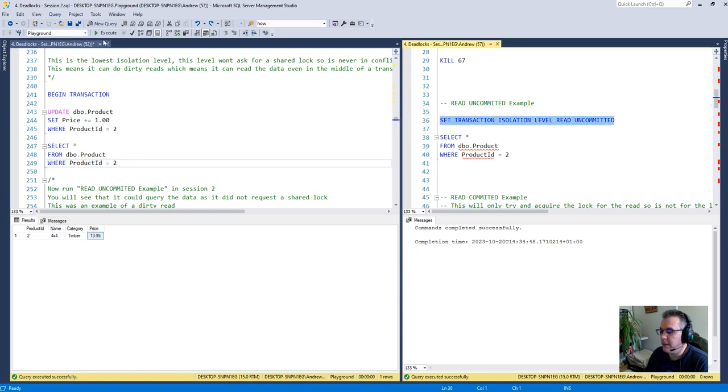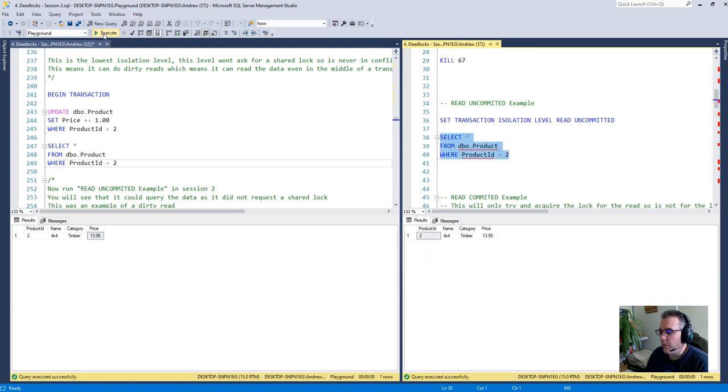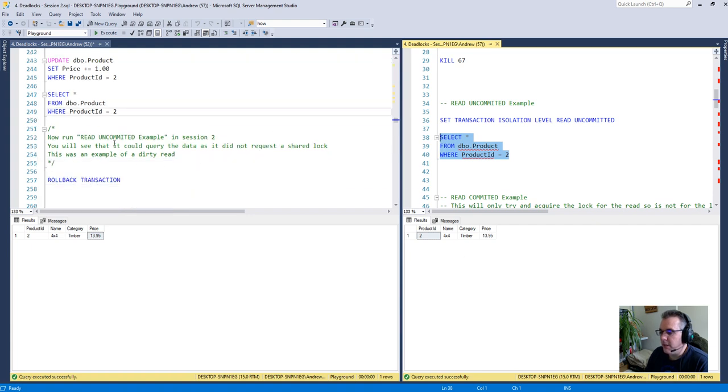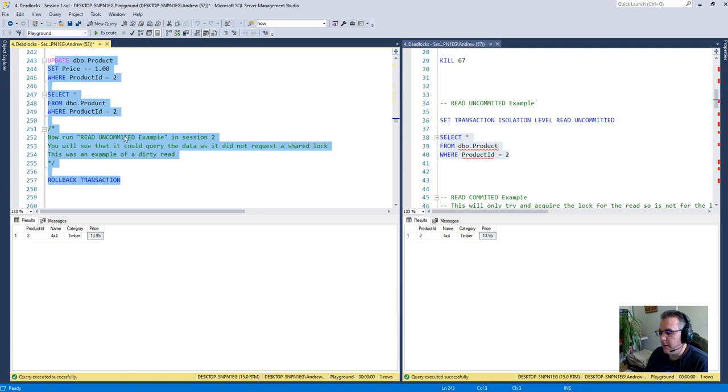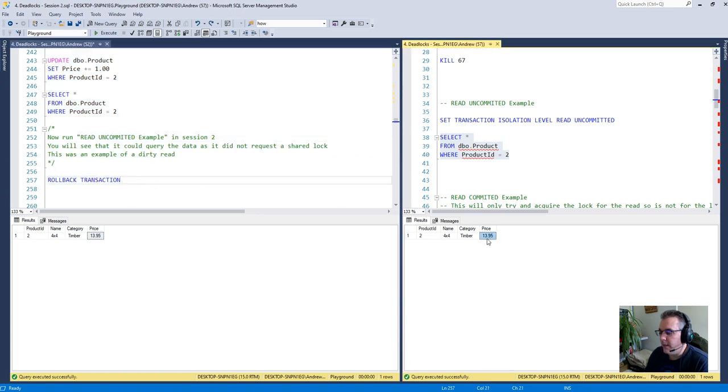So we set this isolation level now to read uncommitted, so not the default. The default is read committed. Read uncommitted we're going to try. If you remember before, it blocked. If we run this now, it doesn't block, and you will see that it could query the data as it did not request a shared lock. But this is also called a dirty read, because what's happened is it's read the value that's changed over here. This hasn't actually committed its transaction yet, but it thinks it's in there.